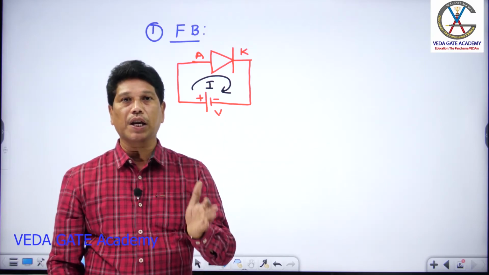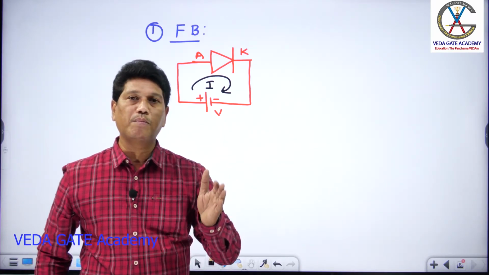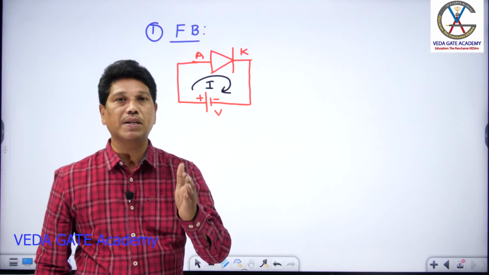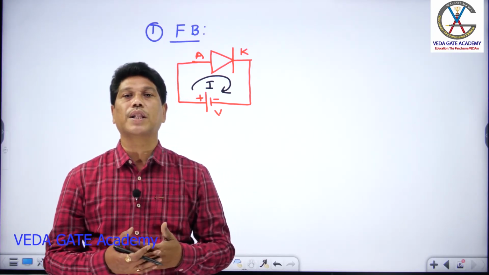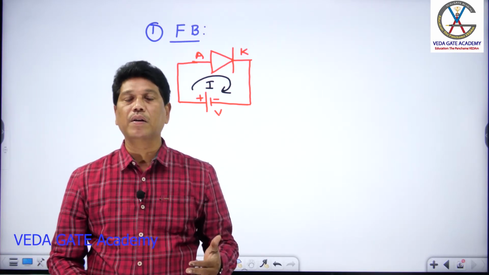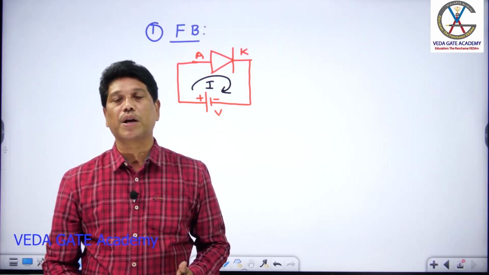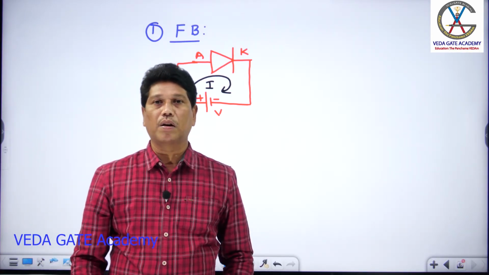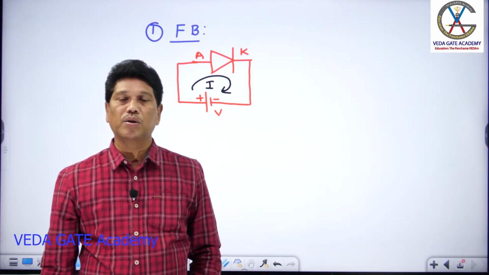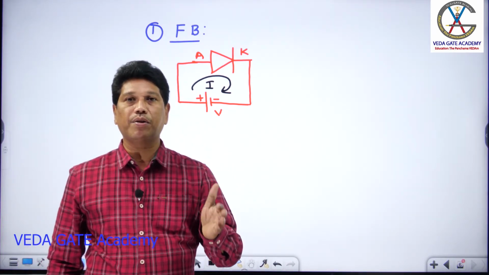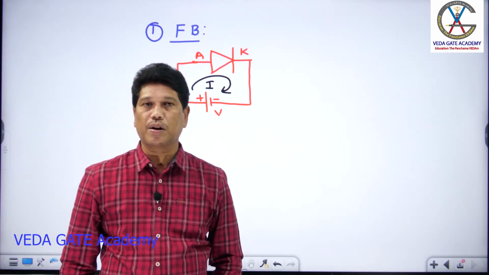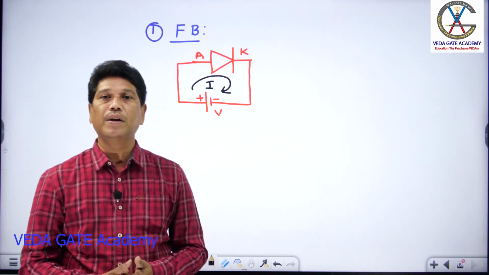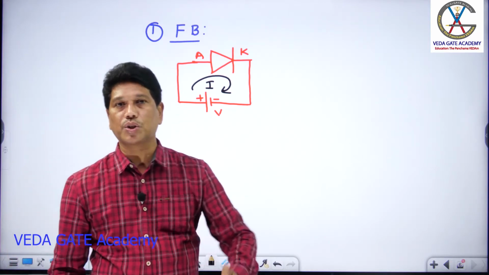None of the minority carriers move across the junction. In forward bias, only majority carriers move across the junction, and they recombine to generate the current. This happens only when the applied voltage is above the barrier potential, not below it. So in forward bias, current conduction is possible once the applied voltage crosses the barrier potential, due to the recombination of majority carriers across the junction.